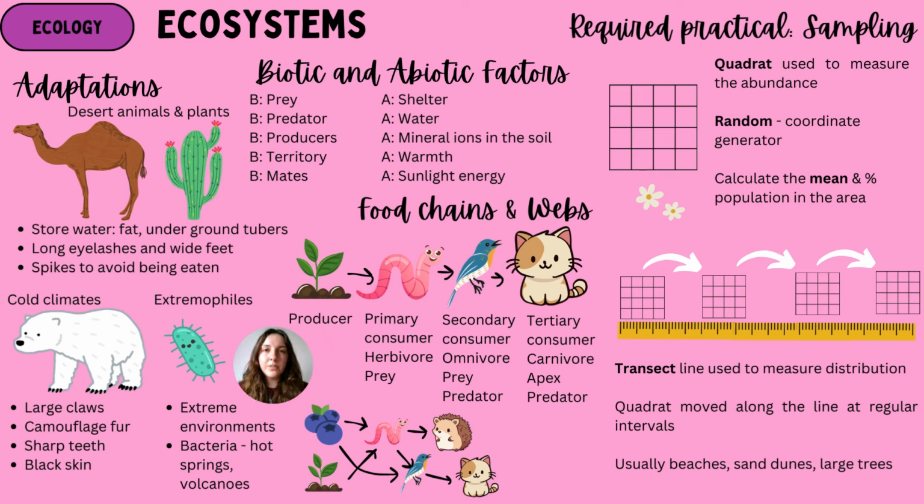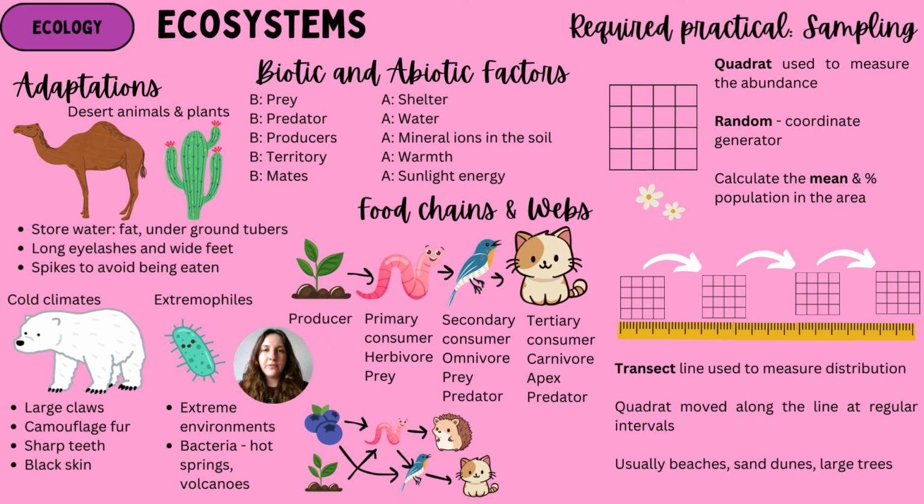In the case of the opposite, cold temperatures, such as the winter, polar bears have white fur to help them stay warm, but also to camouflage from their prey. They also have black skin to absorb heat to stay warm as well. Also, we have extremophiles, and these are often bacteria that live in incredibly extreme conditions and have adapted to survive in them.